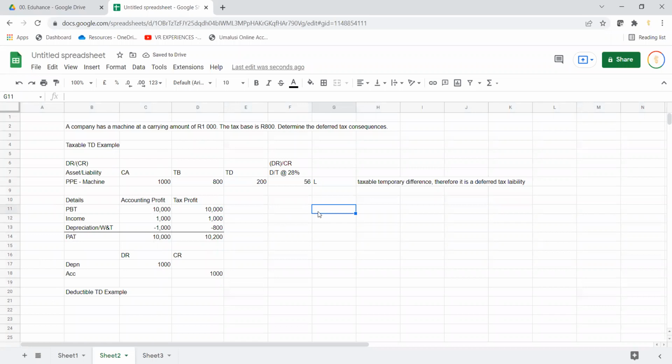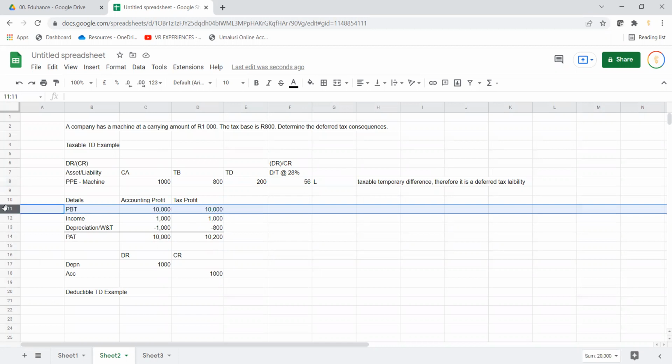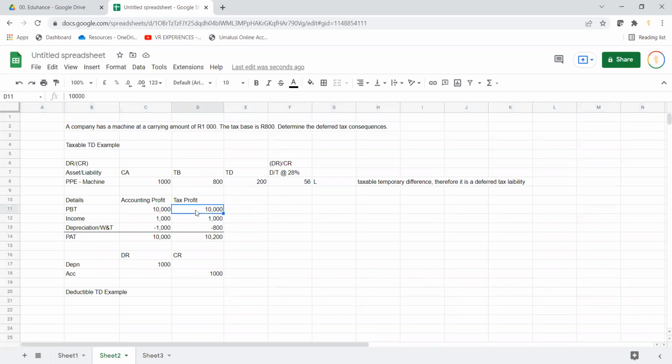Okay, so how do we do this? How do we think through it? Remember, in order for this to be a taxable temporary difference, it must result in a taxable amount when you calculate taxable profit. So remember, what I did over here, I just assumed a starting point, just to make it more real. I assume a starting point, profit before tax, and I make the exact same number for accounting profit and tax profit.